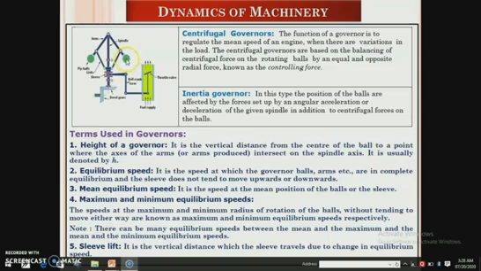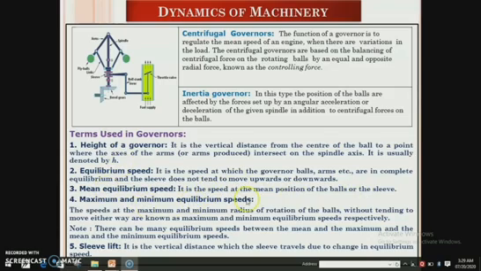So this is the distance from the center of the ball to where both arms are pivoted. Okay, this is the vertical distance. Then equilibrium speed: it is the speed at which the governor balls, arms, etc. are in complete equilibrium and the sleeve does not tend to move upward or downward. Mean equilibrium speed: it is the speed at the mean position of the balls or the sleeve.